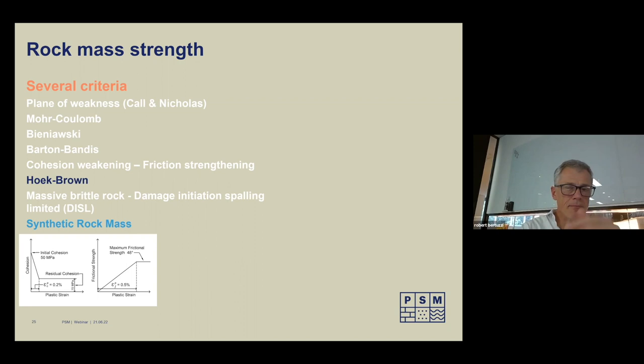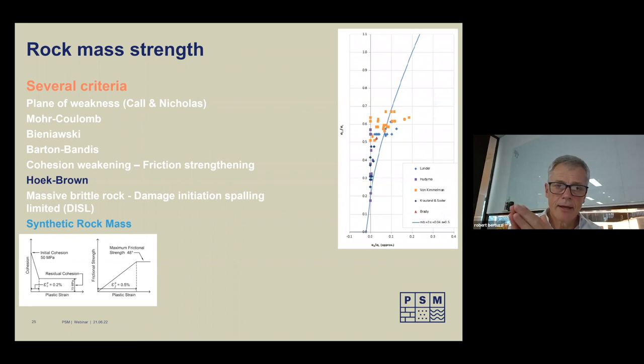Cohesion weakening, friction strengthening, that's essentially Mohr-Coulomb, but it recognizes that you break cohesion first and then you mobilize friction angle. So the cohesion comes first and then the friction angle takes over. The one that I'm going to be talking about a bit more, because of its embeddedness in rock mechanics, is Hoek-Brown. I'll explain this, taking from intact and taking me into rock mass strength.